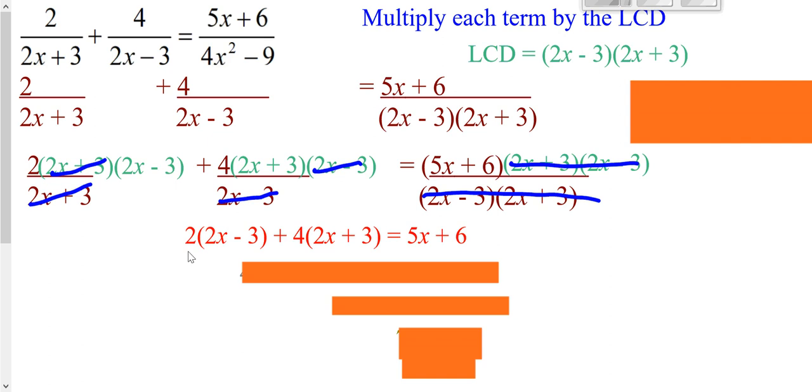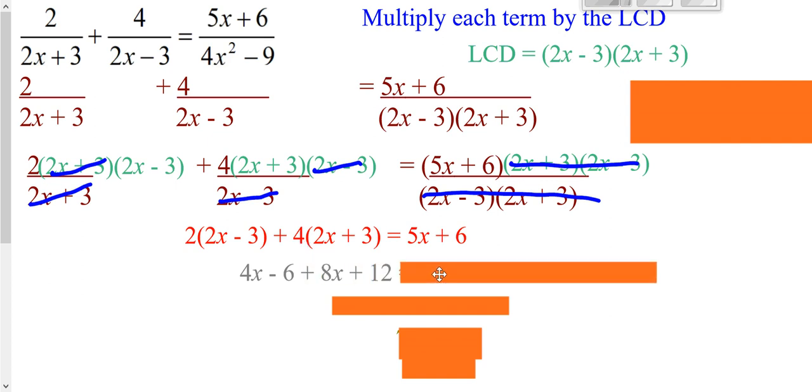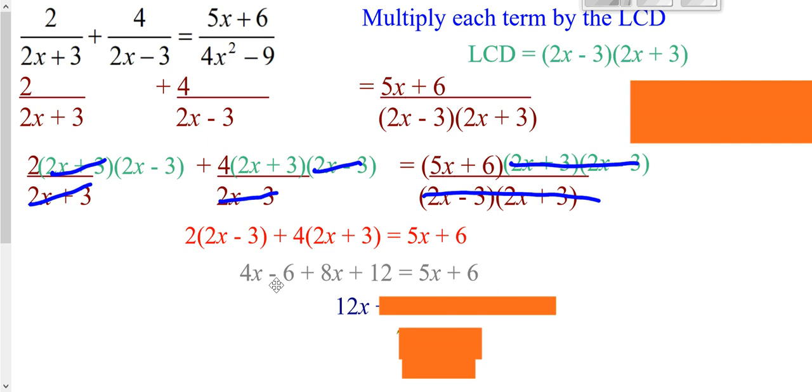All we have to do is get rid of our parentheses, combine like terms, and solve it. Distribute through your 2, distribute through your positive 4. Nothing to do on the right side. Now we can combine our like terms. 4 of the x's plus 8 of the x's is 12 of the x's. Then we have negative 6 plus 12 is positive 6, equals to what we have on the other side.